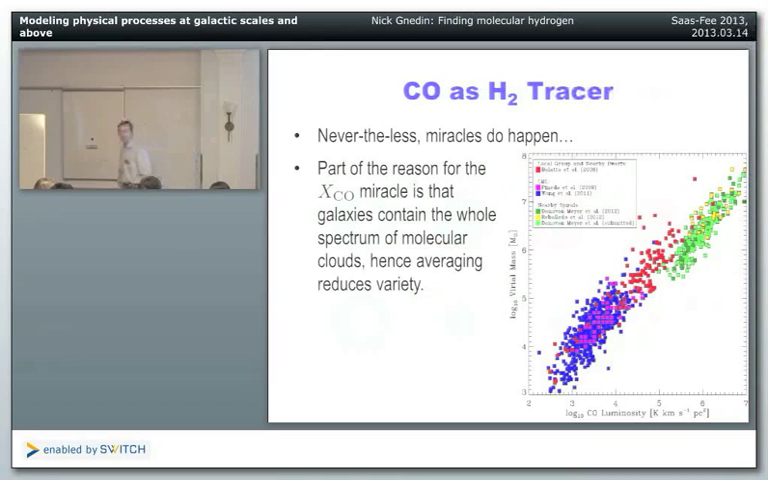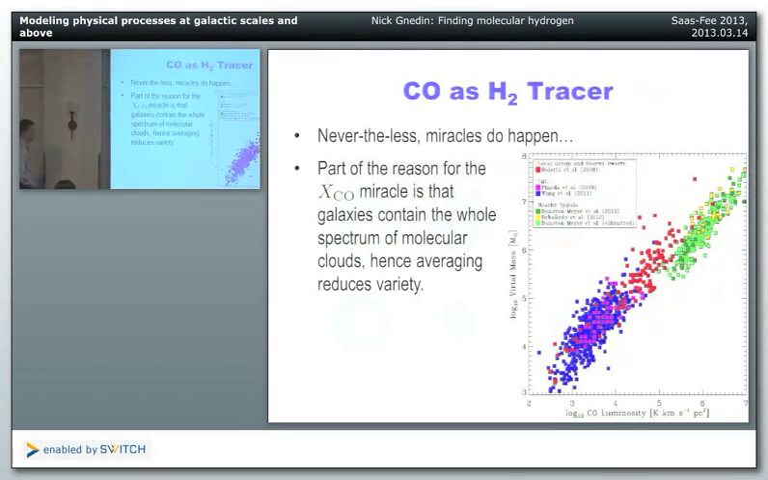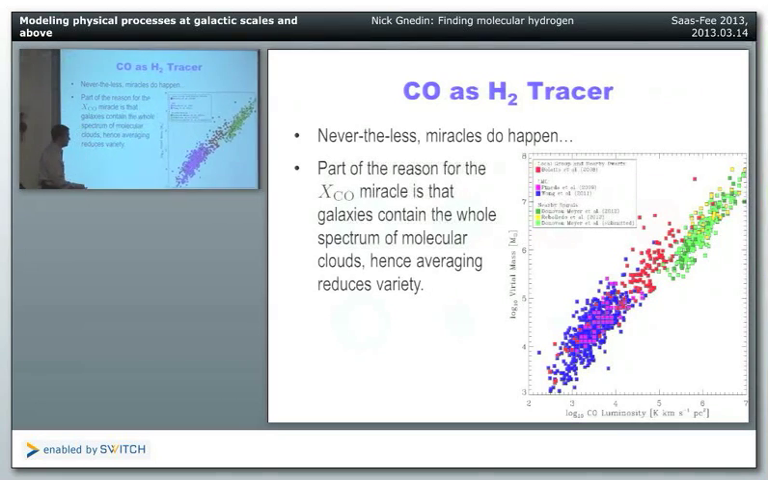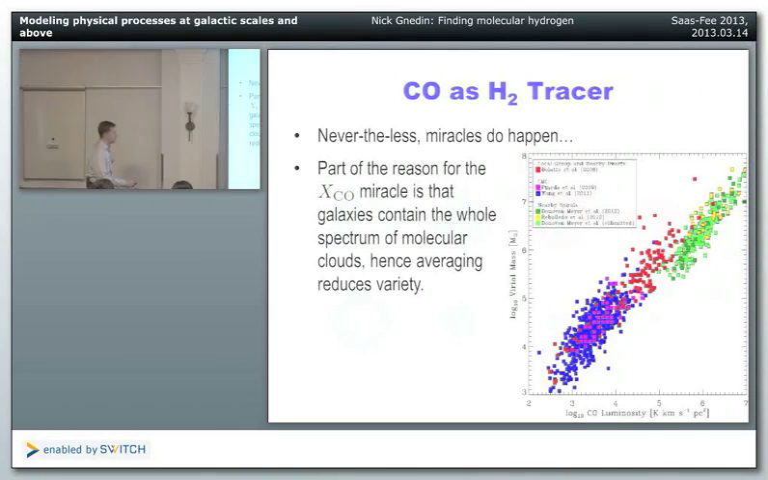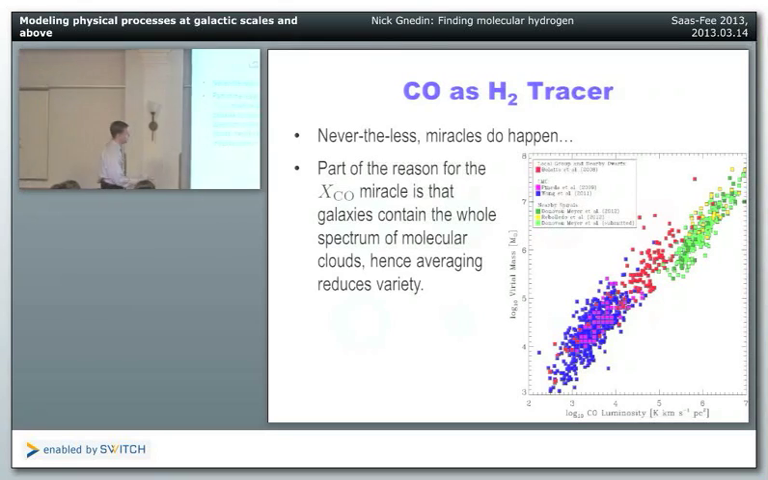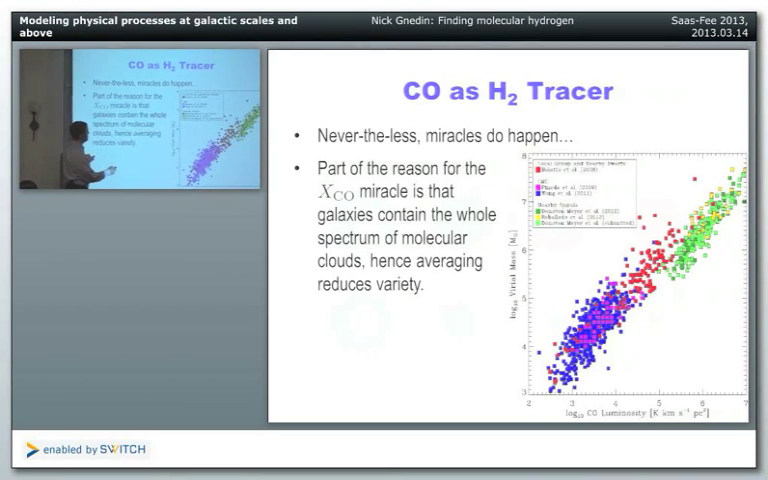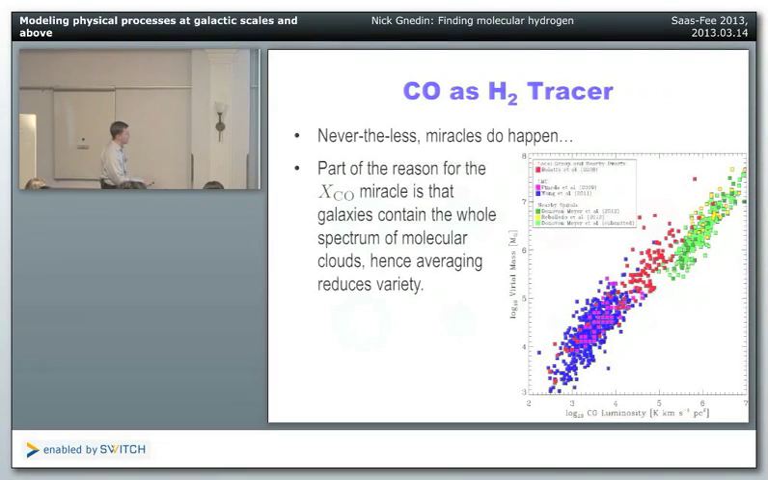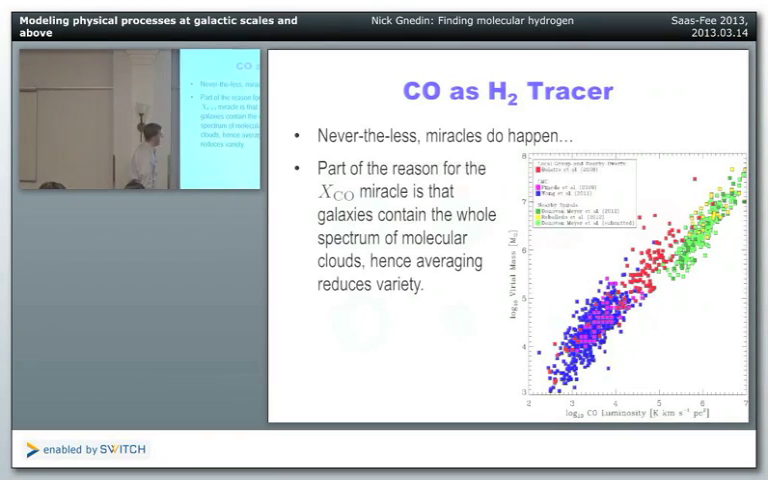However, miracles do happen. So we know empirically that it is a good tracer. This gives us an example which shows the CO luminosity versus the virial mass of galaxies that are gas dominated. You can see that there is a very strong correlation between the luminosity in CO and the total mass of the gas at the centers of those galaxies. And they go all the way from nearby spirals, there's LMC, etc. There's a bunch of galaxies which vary in mass by many orders of magnitude. So it seems to work really well, surprisingly well.